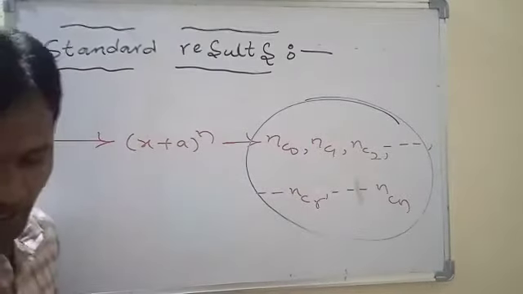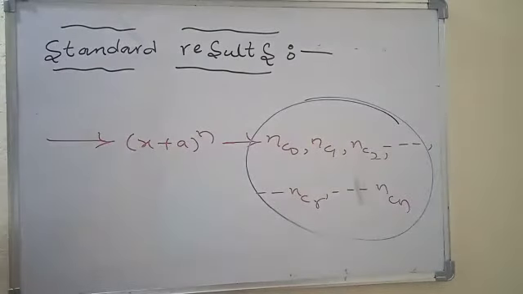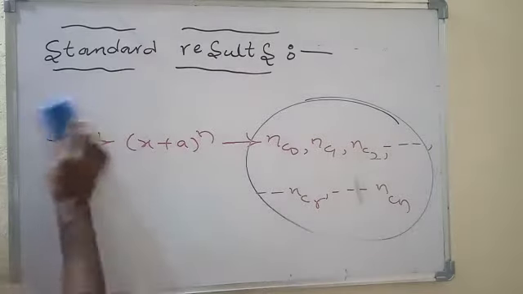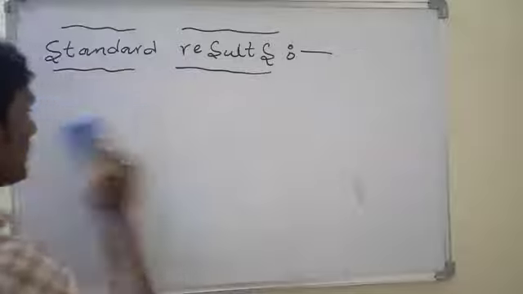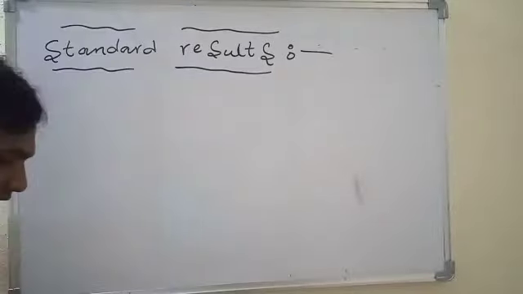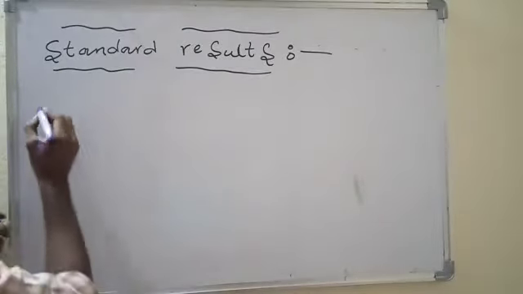we have some standard results. What are the standard results of the binomial coefficients? Come to the first standard result of the binomial coefficients. The first standard result is like this.